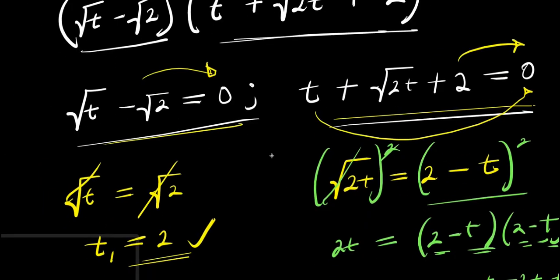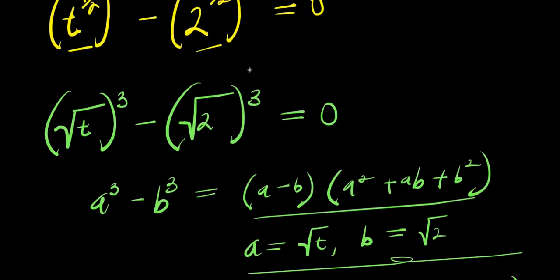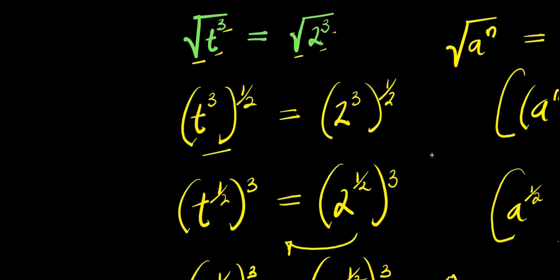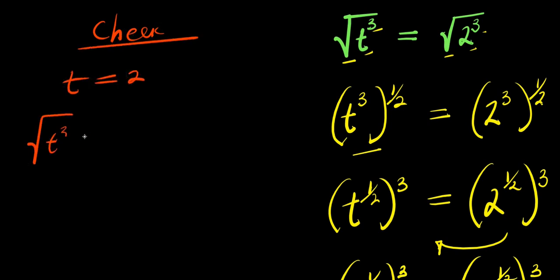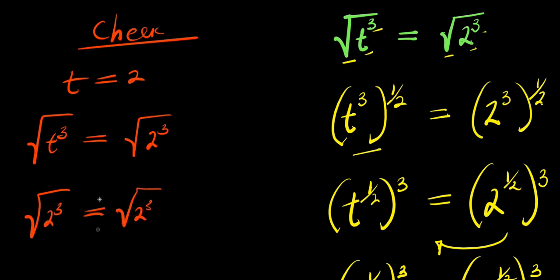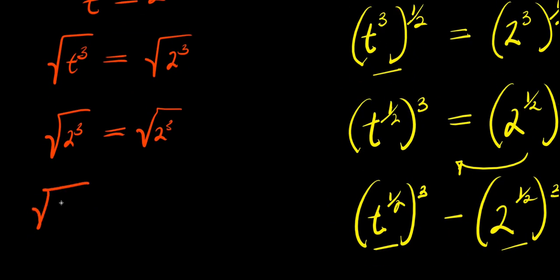And we have this real value here, that is 2. What you can do is to check, you can easily insert that value for t here. I've checked my t equals 2. So this is square root of t power 3 equals square root of 2 power 3. So I have square root of 2 power 3 equals square root of 2 power 3. 2 power 3 is 8, that's 2 times 2 times 2. I have square root of 8 equals square root of 8. If both sides are the same, meaning that is obviously very correct.